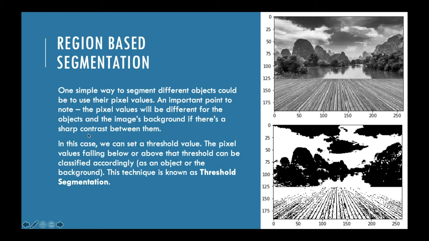So if there is a sharp contrast between them, as you can see right here in the first image, there is a sharp contrast between the sky and the mountain, right? There are sharp differences between the mountain and the sky. So we will work on the pixel values of the mountain and also the sky. If there is a sharp contrast between them, we can separate these two objects. In this case, we can set a threshold value. The pixel values falling below or above the threshold can be classified accordingly as an object or a background. This technique is known as threshold segmentation.